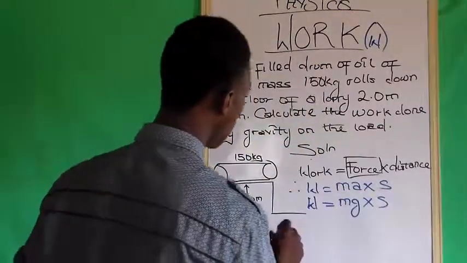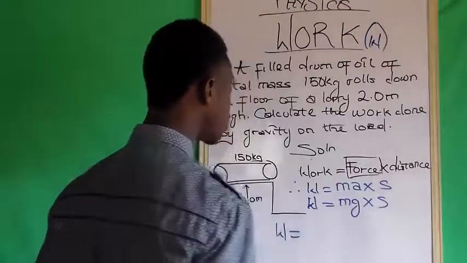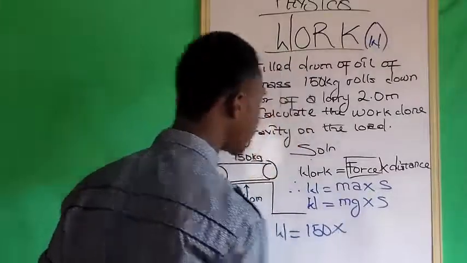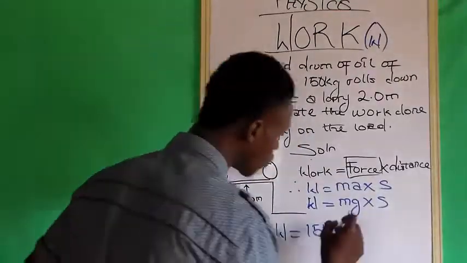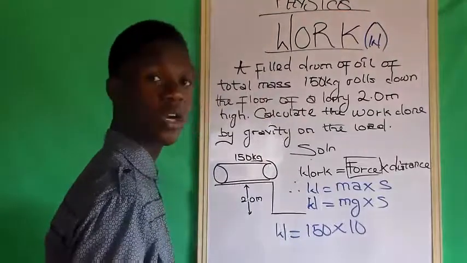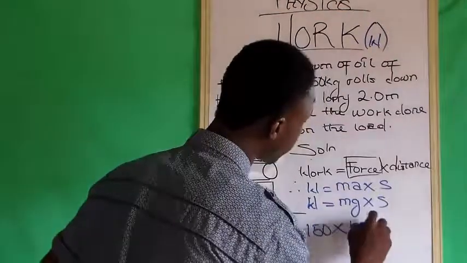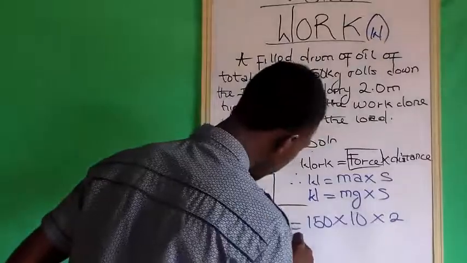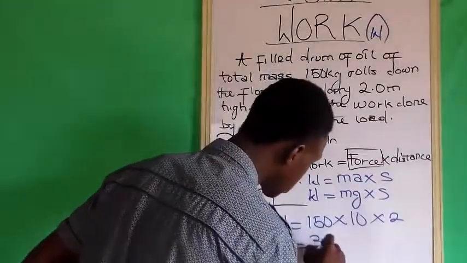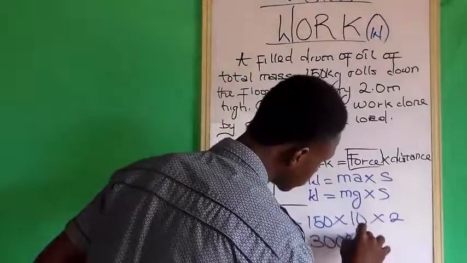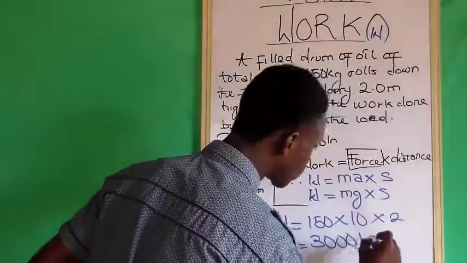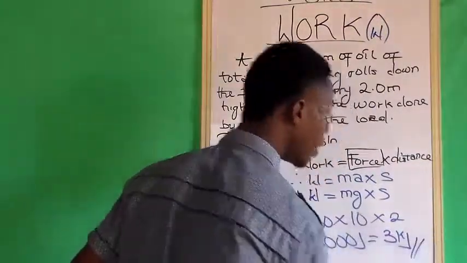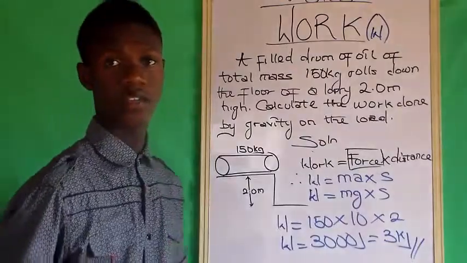Using this, work is equal to our mass, 150 kg, multiplied by the gravity. Remember, gravity is equal to 10 meters per second squared. And we are given our distance as 2 meters. Multiplying this, we have 3000 joules. So we leave our answer in kilojoules. So we have 3 kilojoules, and that is our final answer.